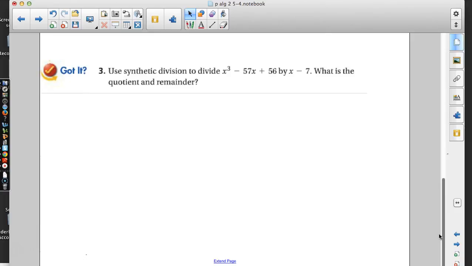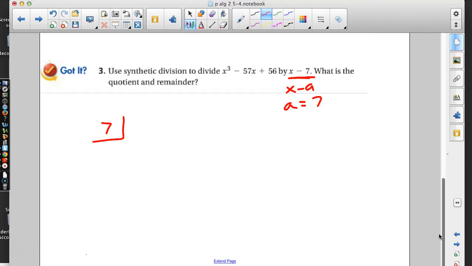Let's do this one. Use synthetic division to divide x cubed minus 57x plus 56 by x minus 7. Here's what I'm doing when I'm reading the problem. I'm looking to make sure that this is that x minus a format, because I have to do that for synthetic. And then I'm thinking to myself, okay, then a would have to be 7, because it's going to be x minus 7, a is 7. So I need a little 7 out here.